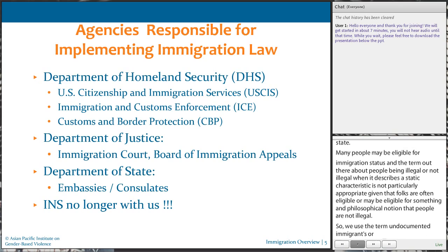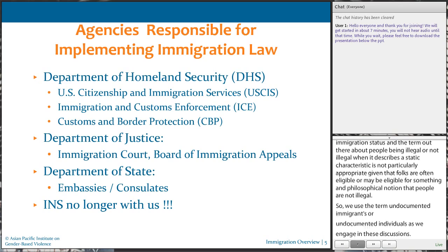So the next slide talks about which agencies are responsible for implementing immigration law. I don't know why I'm getting an echo.